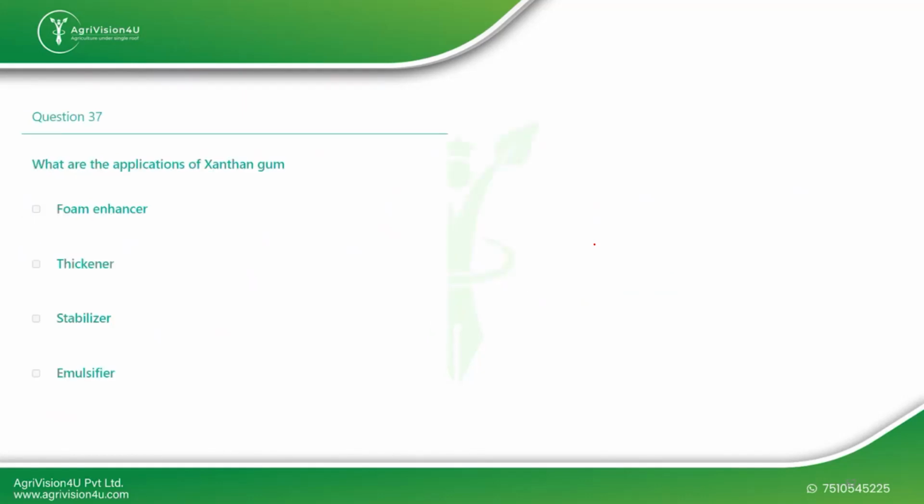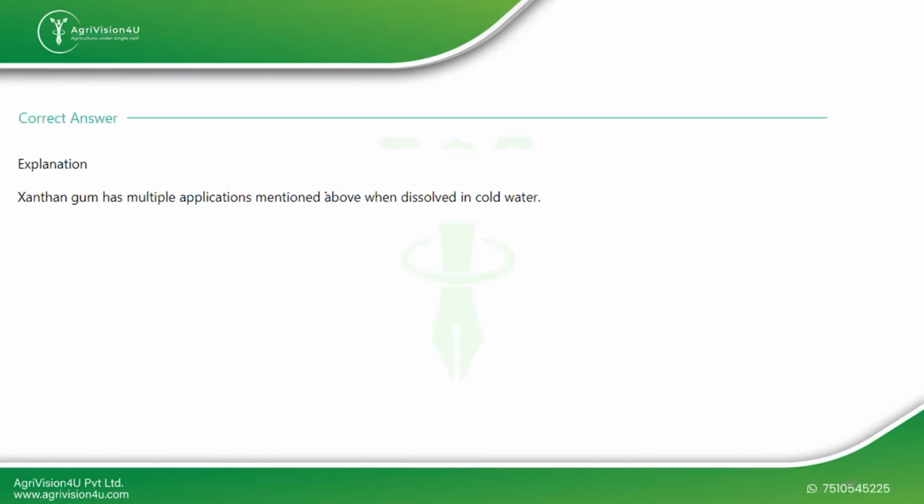The next question is, what are the applications of xanthan gum? Xanthan gum applications are basically all of the above. So it is also MSQ. All the options are correct: thickener, stabilizer, emulsifier, foaming agent.